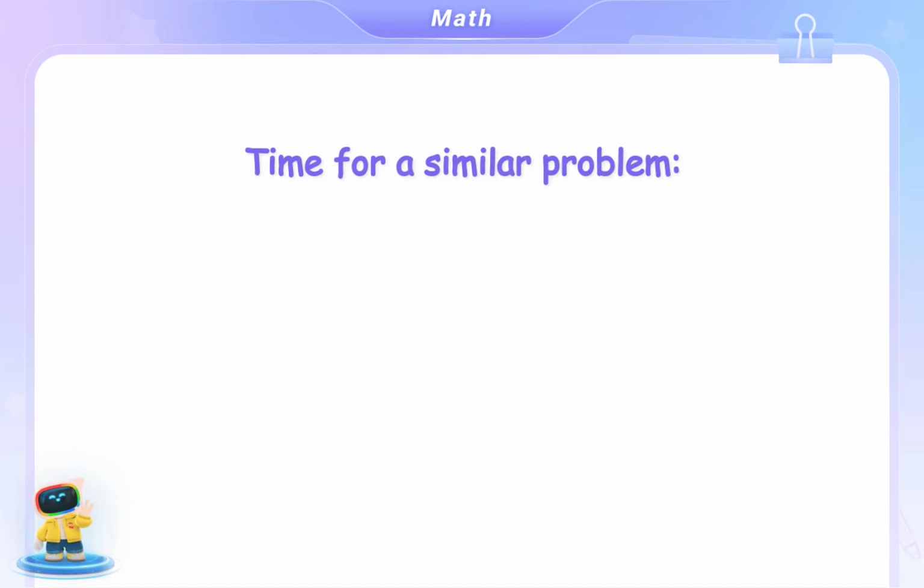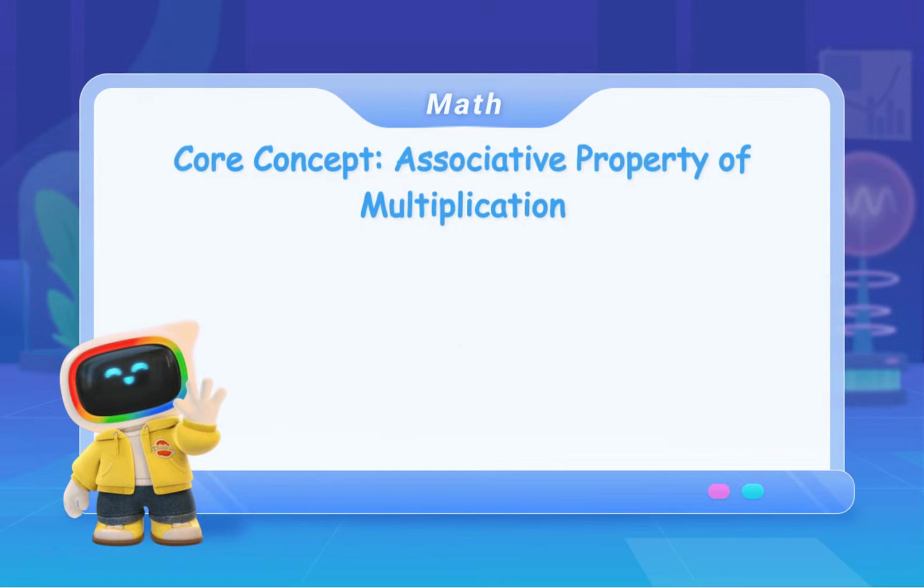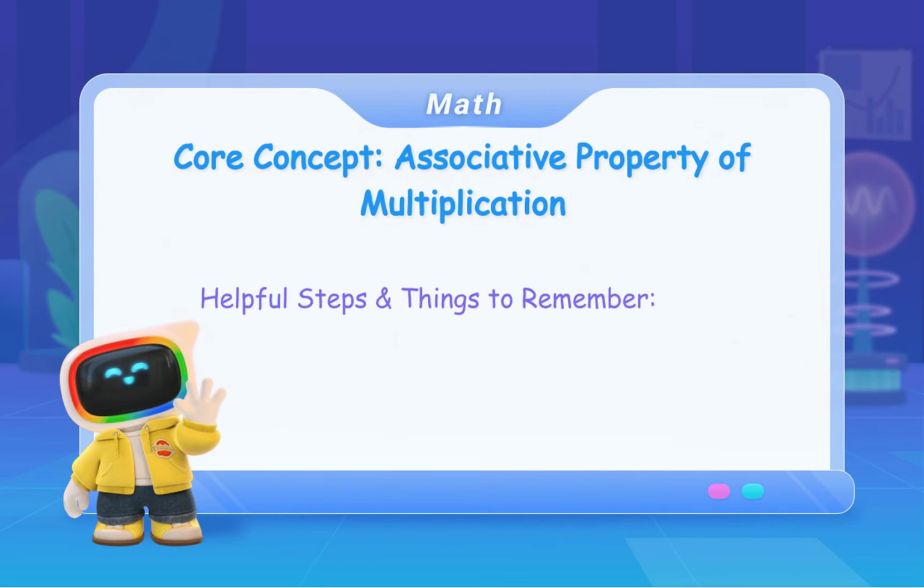Let's look at a similar problem. This is a question about the associative property of multiplication, so let's solve it together. Core concept: associative property of multiplication. Helpful steps and things to remember.